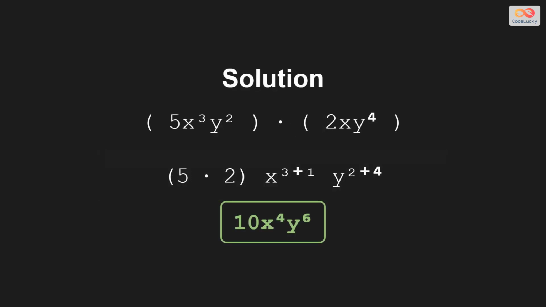Let's see how you did. We multiply the coefficients 5 and 2 to get 10. For the x's, we add the exponents 3 and 1 to get 4. For the y's, we add the exponents 2 and 4 to get 6. The correct answer is 10x to the 4th y to the 6th. Great job!